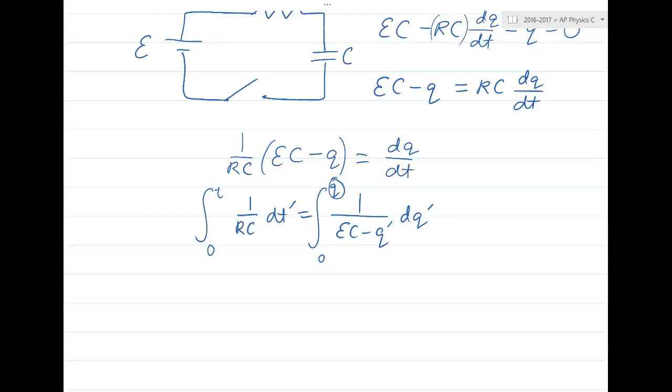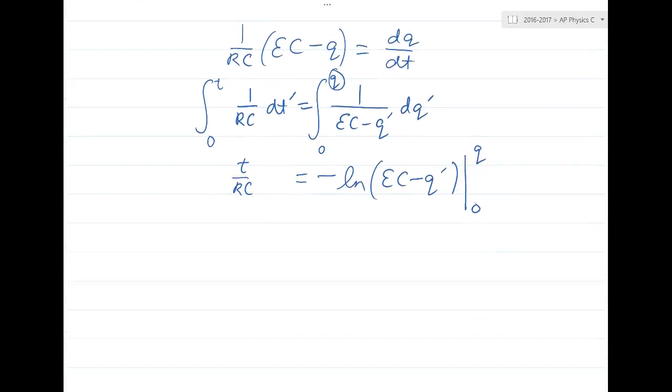Alright, the left side is very easy. We just get t over RC when we integrate that. The right side, we're going to have a natural log. We will have the natural log of EC minus Q prime evaluated from 0 to Q. However, if we take the derivative of this function, we're going to get a negative sign, so we need to put one in there in order to take care of that.